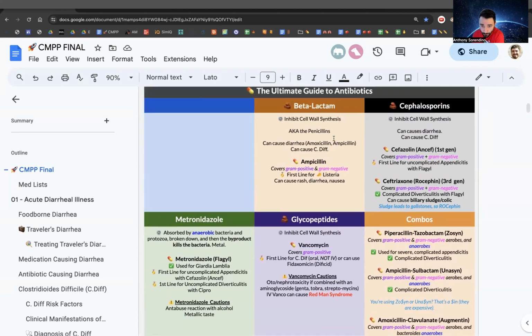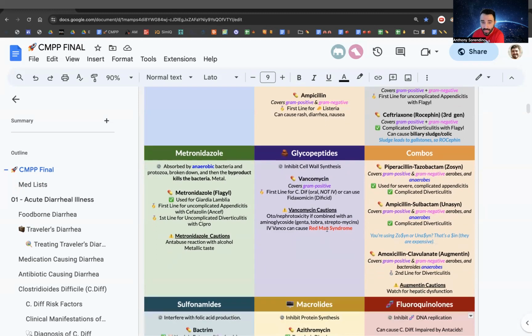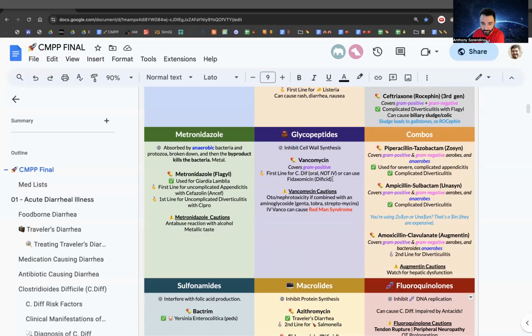All right, so you can think it's right below beta-lactam here. It's going to inhibit cell wall synthesis. It covers just gram-positive. That's huge here. It's also first line for C. diff. If you remember, we want to give this oral, not IV, or we can use fidaxomicin, which is Dificid, which I don't have on this chart. So just remember that.